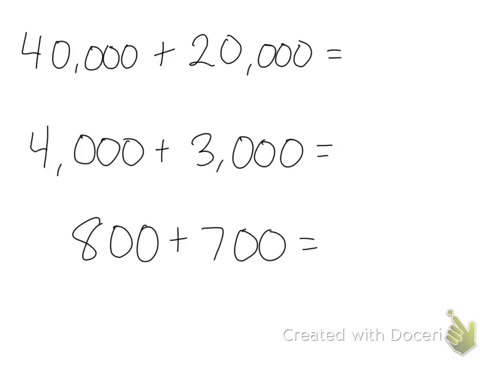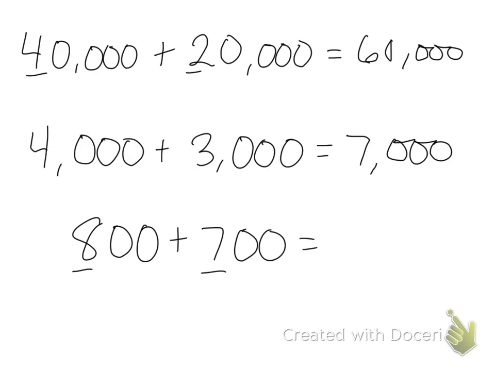All right. What about 40,000 plus 20,000? Both of these numbers end in 4 zeros. So I can just do 4 plus 2, which is 6, and then add the 4 zeros after it and get 60,000. 4,000 plus 3,000, well, 4 plus 3 is 7, and then I have 3 zeros after it, so my answer would be 7,000. 800 plus 700, well, 8 plus 7 is 15, and then I have 2 zeros after it. So we'd read this as either 1,500 or 15 hundred.